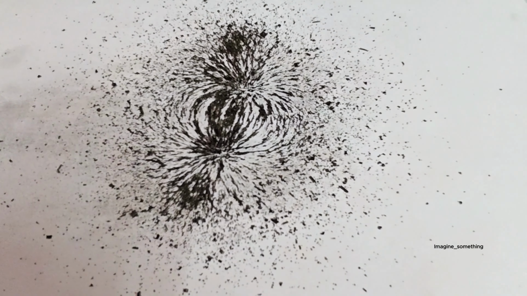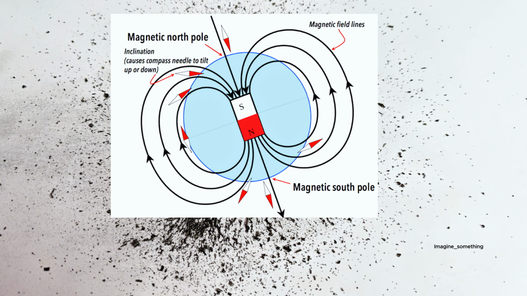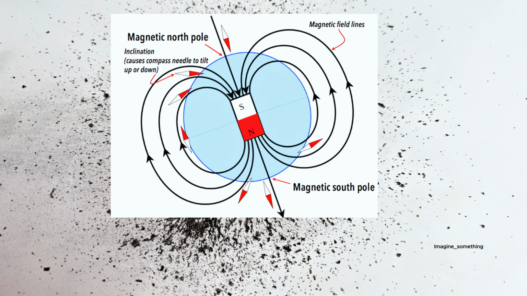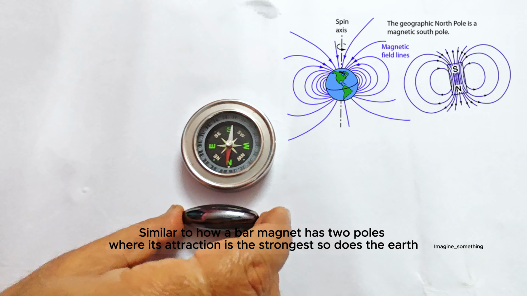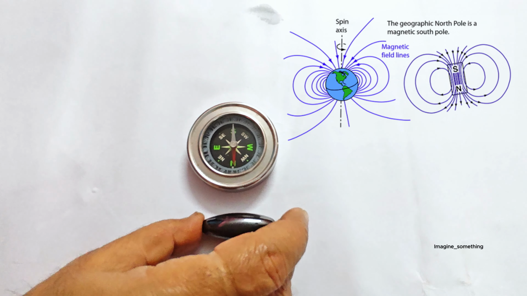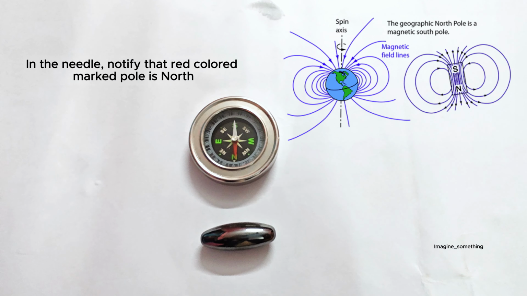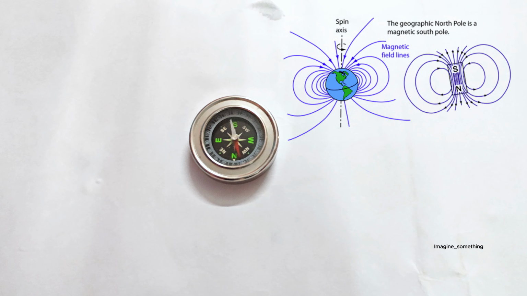Speaking of magnets, did you know that the Earth itself acts like a giant magnet? The Earth behaves somewhat as if it has a powerful bar magnet at its center. Similar to how a bar magnet has two poles where its attraction is the strongest, so does the Earth, and its two magnetic poles are near the two geographical poles north and south. All magnets have north-seeking and south-seeking poles.